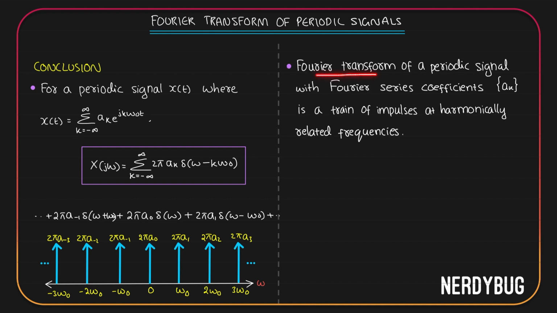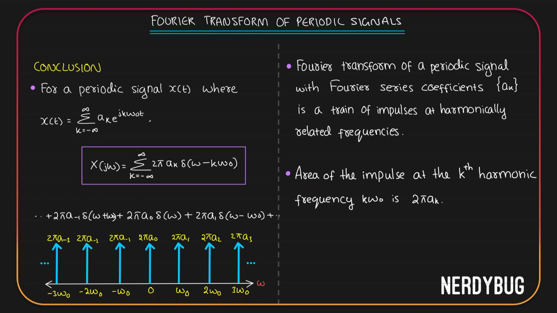So we can conclude that a Fourier transform of a periodic signal with Fourier series coefficients set of ak is actually just a train of impulses at harmonically related frequencies. Harmonically related means all these frequencies are integer multiples of a common frequency, which is the fundamental frequency omega naught. We get an impulse at every multiple of omega naught. And the area or the magnitude of the impulse at the kth harmonic frequency k omega naught is simply 2 pi multiplied by ak.